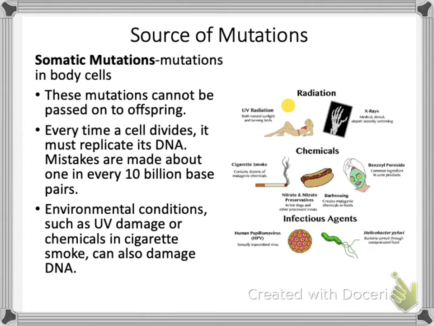So every time a cell divides, it must replicate its DNA, and mistakes are made about every 10 billion base pairs. So despite everything we've learned with DNA replication, sometimes errors do happen and they get missed, and mutations happen naturally. There's nothing you can do about that. What you can prevent are environmental conditions, things like UV damage or chemicals in cigarettes. They can damage DNA and they cause additional mutations.